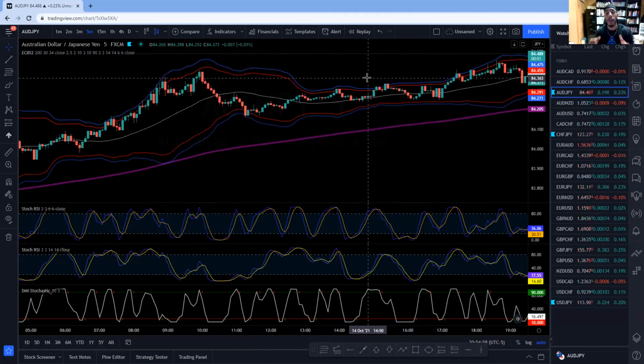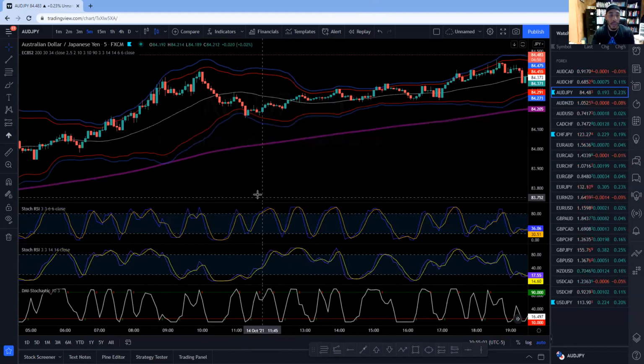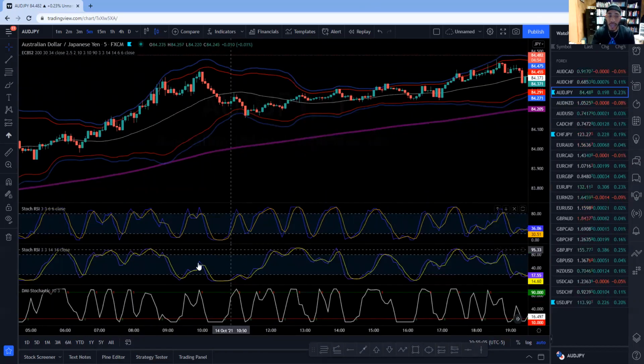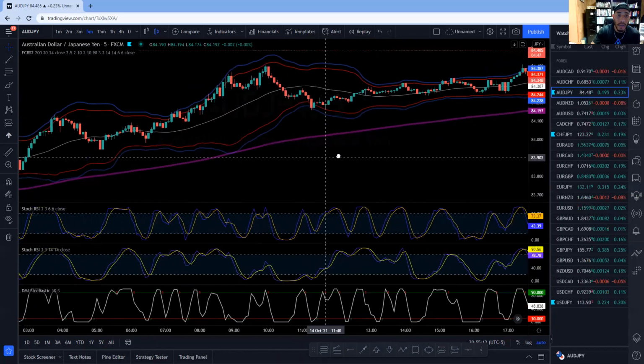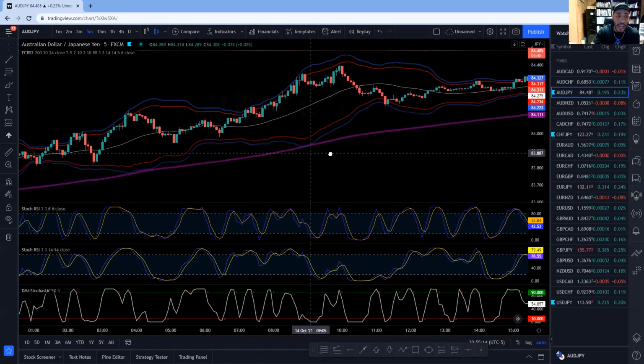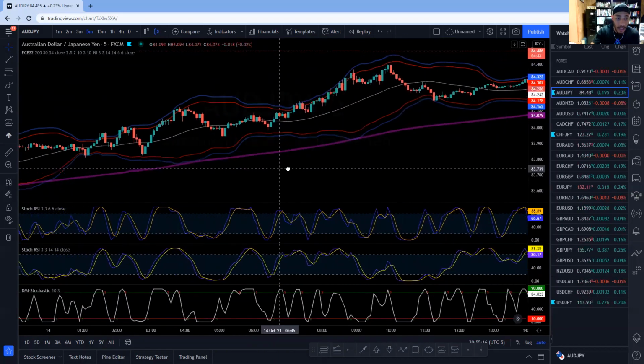When you find an area where price is touching the Bollinger Bands or outside of the Bollinger Bands, then you come down to the stochastic RSIs and you see if they correspond to your potential trade setup. So if I see, let's see.